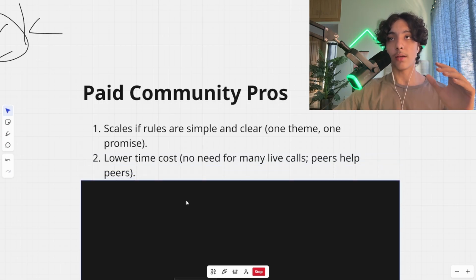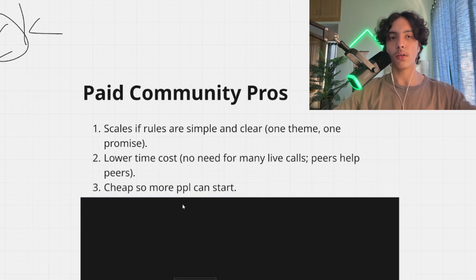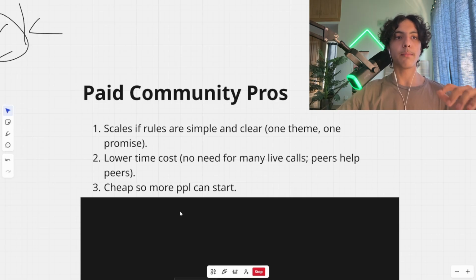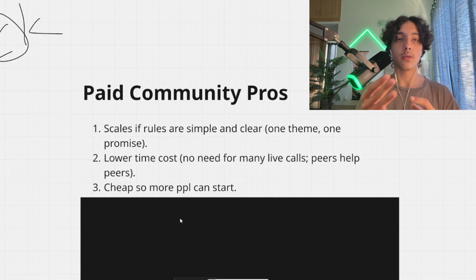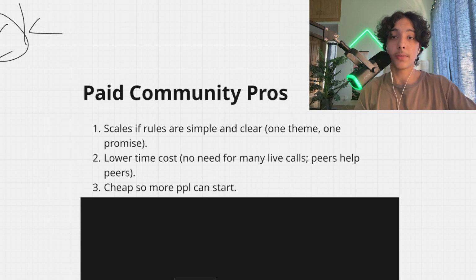Next, there's a lower time cost. So there's no need for many live calls, and peers will mostly help peers in the chat as well. Number 3, it's also cheap, so more people can actually start. So if you are in a market where people are kind of poor, they don't have a lot of money, for example, if you're selling to students or somebody like that, then obviously you'd want to give them something cheaper so that more of them can actually give you money. Because you don't want to sell somebody who has a $100 budget a $1,000 thing, because they're just not going to buy it. So you might as well make more money off of them as well.